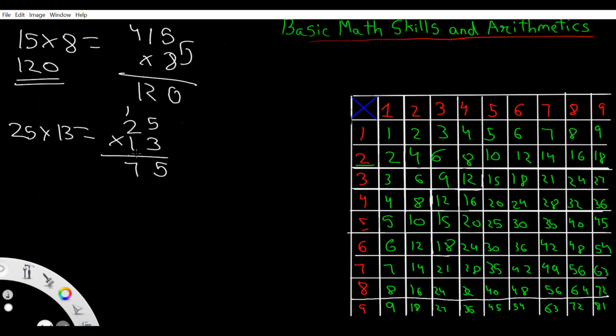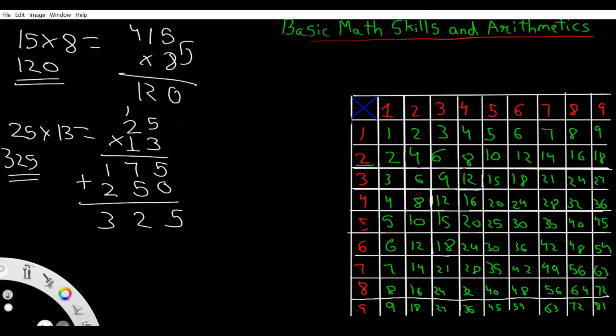And now we perform multiplication for this 1, which is in the tens place. So we write a 0 here to start from the tens place, and then we perform 1 times 5. 1 times 5 is 5, and then we do 1 times 2. 1 times 2 is just 2. And then we add these two values. 5 plus 0 is 5. 5 plus 7 is 12. So we write the 2 here and carry the 1 here. And 2 plus 1 is 3. So 25 times 13 is 325.